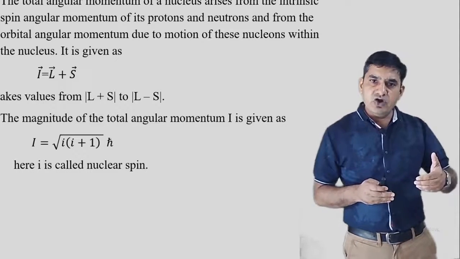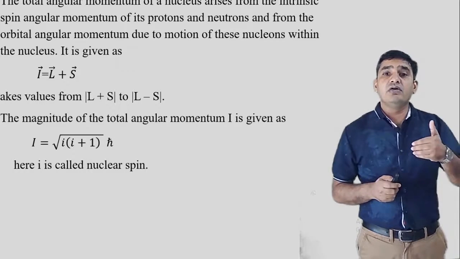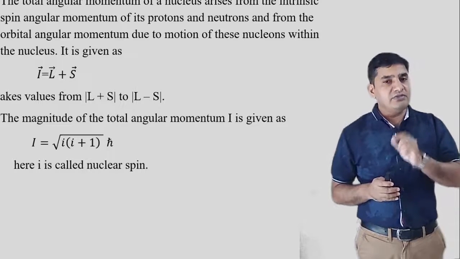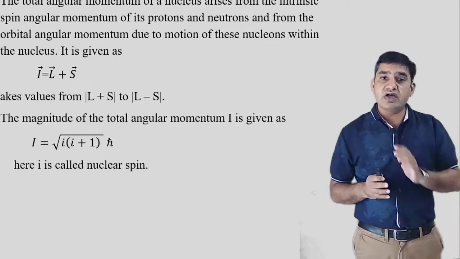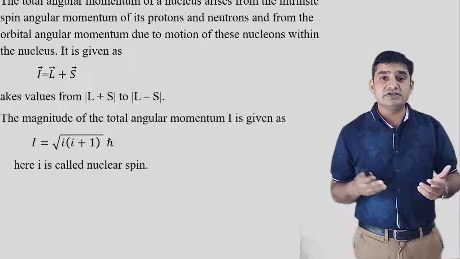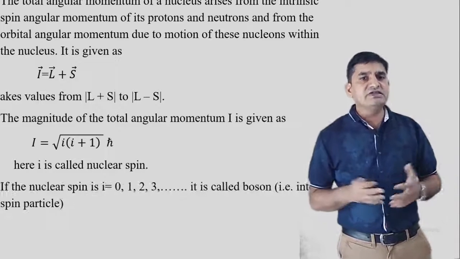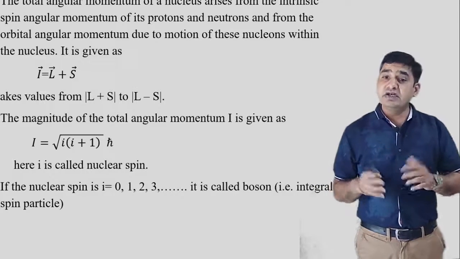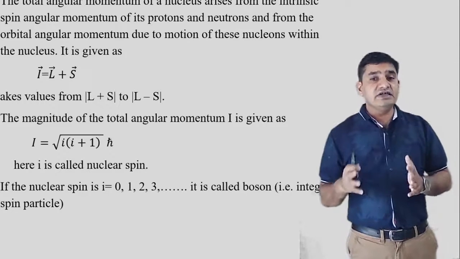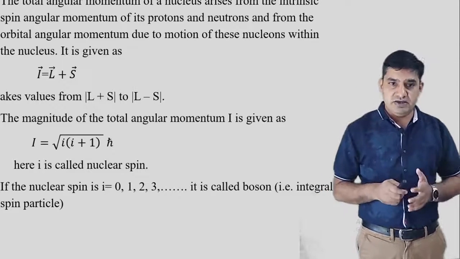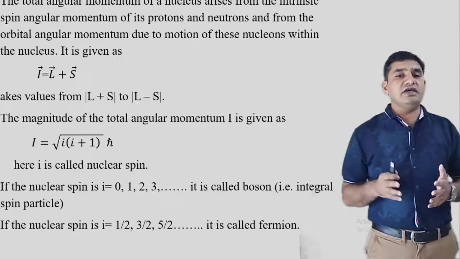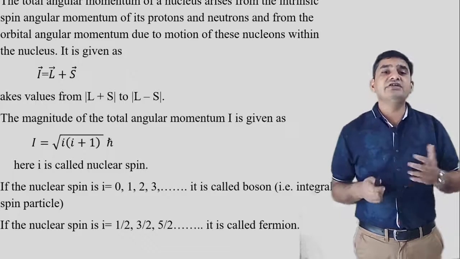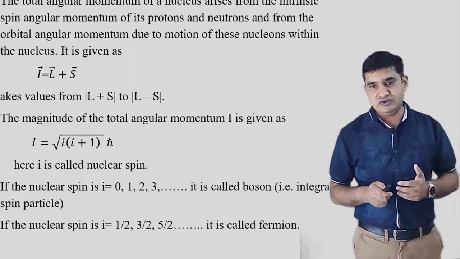Here the magnitude of total angular momentum I is given as under root of I(I+1) h cross, where I is called the nuclear spin. If we consider the value of I, that is nuclear spin, as 0, 1, 2, 3, then it is called a boson. That is the integral spin particle. And if we consider the value of I as plus half, 3 by 2, 5 by 2, then it is known as a fermion.